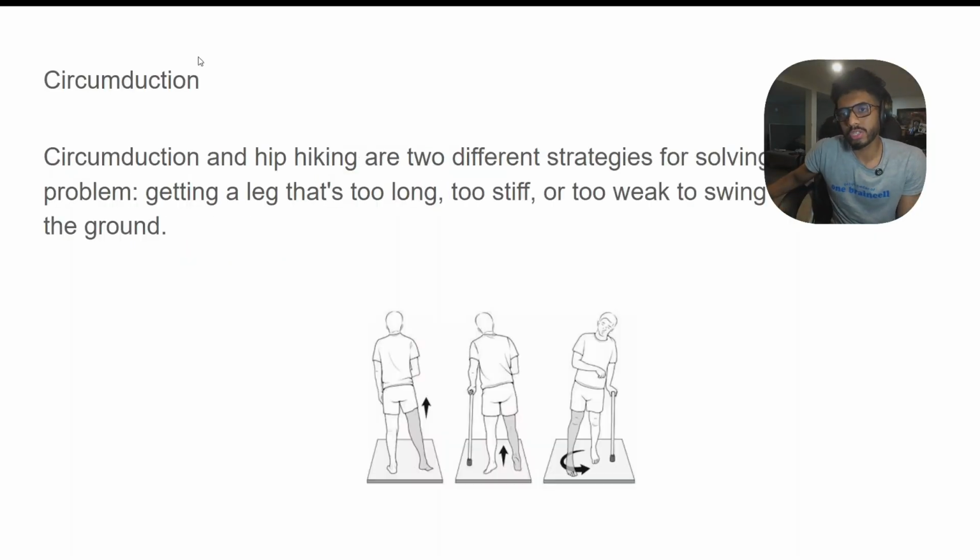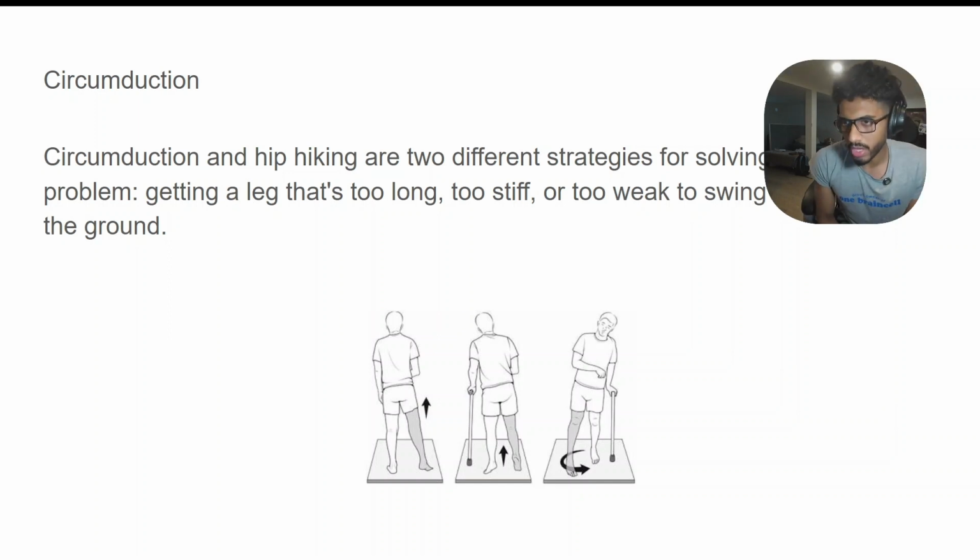Okay. All right, so we are going for the last one. We're going really fast, but I make sure the concepts are getting to you and you are able to understand this pretty easily, right? Circumduction and hip hiking are 2 different strategies for solving the same problem. Circumduction is where they rotate the leg like that, swinging it out and coming back. Hip hiking, they are doing this.